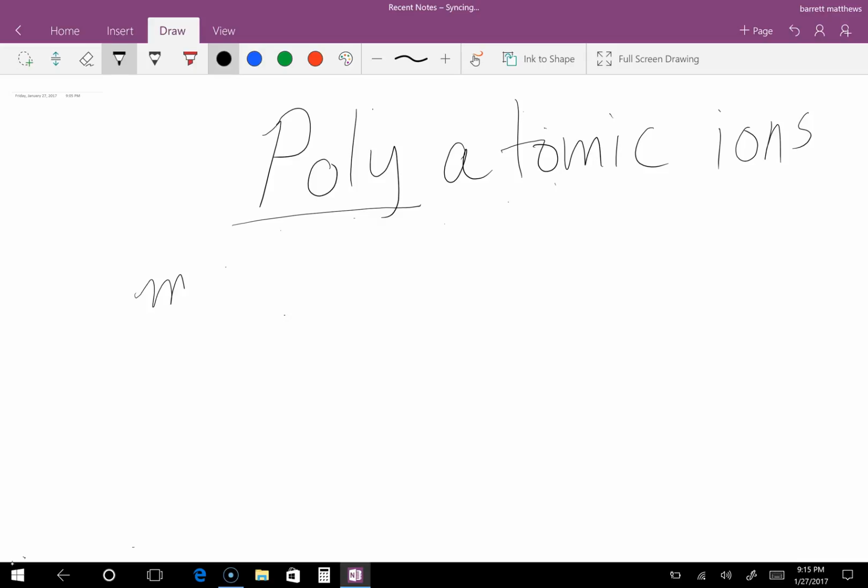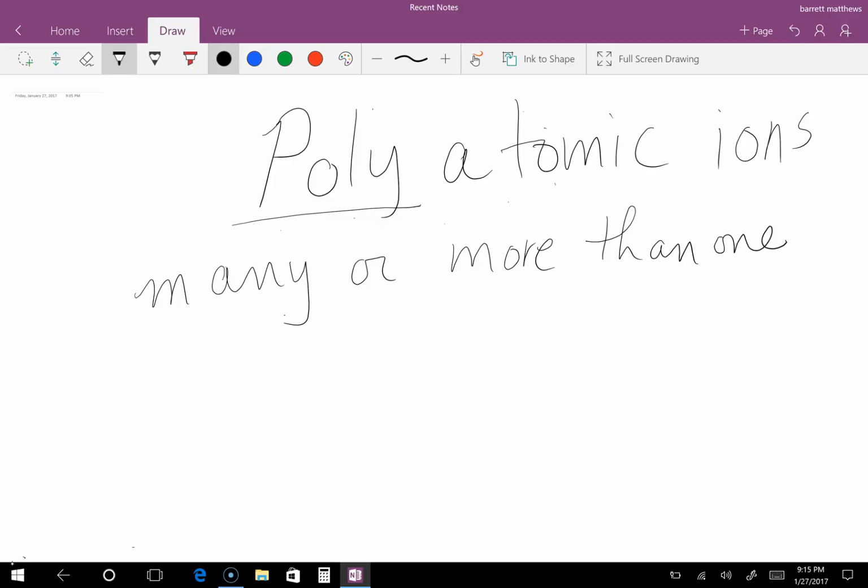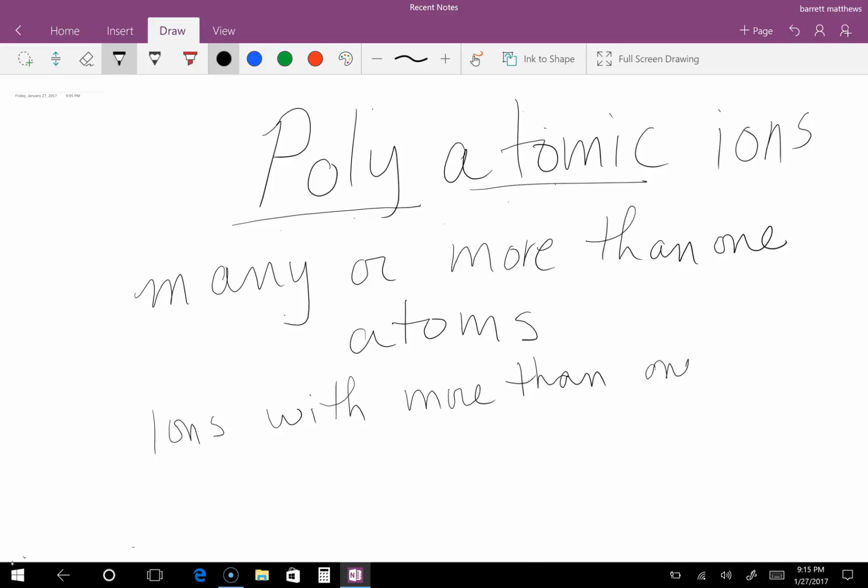Poly is a prefix that means many, or at minimum, we're talking about more than one. If you remember from before, binary meant just one of each kind. And atomic meaning atoms. So we will have more than one atom involved in our ions, whether they are plus or minuses. We can also say that our ions will have more than one type of element. If you remember before, binary once again was one element for positive and one element for negative.